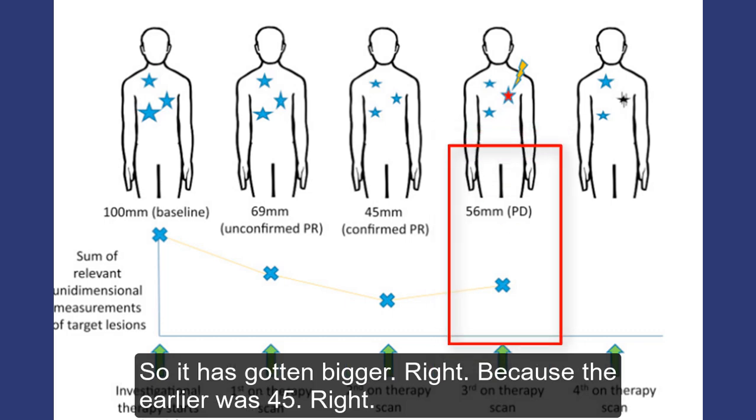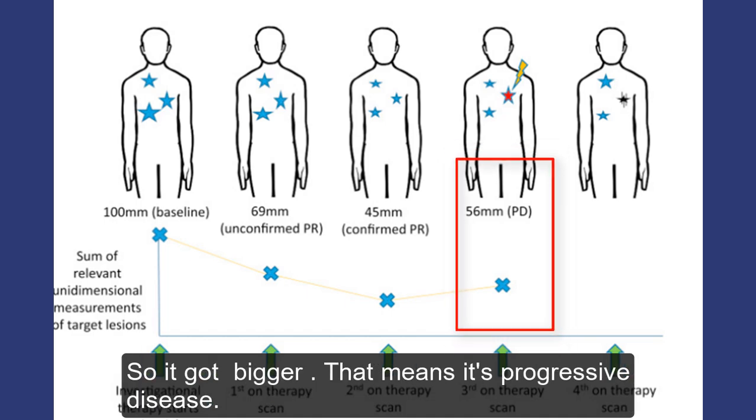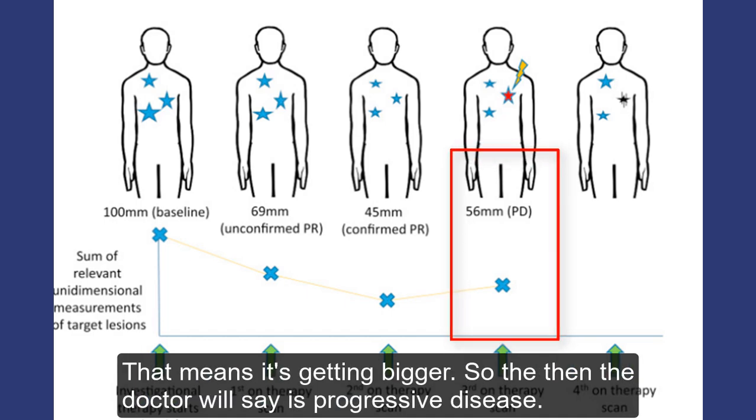Because earlier it was 45, right? So it got bigger. That means it's progressive disease. That means it's getting bigger. So then the doctor will say, hey, it's progressive disease.